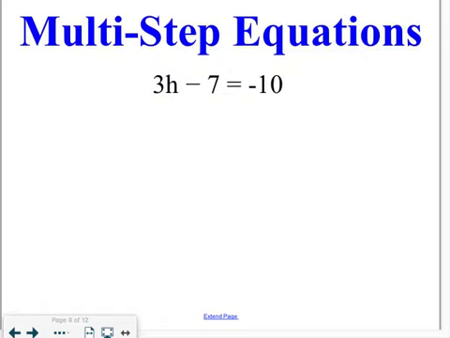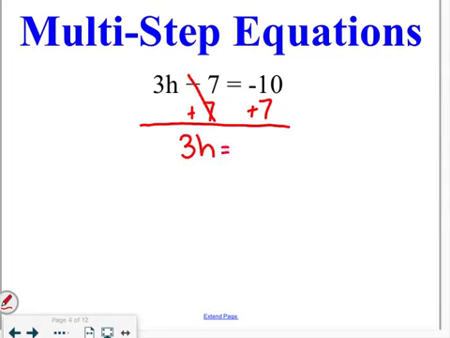So, for example, 3h minus 7 is equal to negative 10. First thing we're looking for is, is there any addition or subtraction? There is subtraction, so we want to get rid of that first. We do the inverse, so we add 7 to both sides. That cancels out the subtracting of 7.